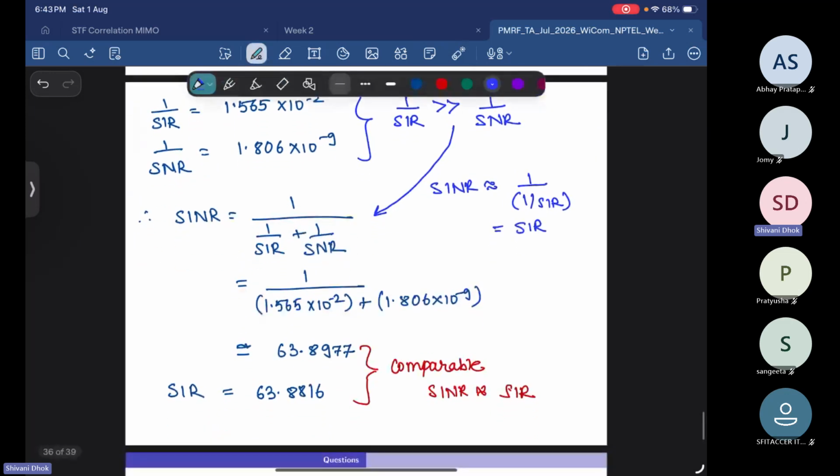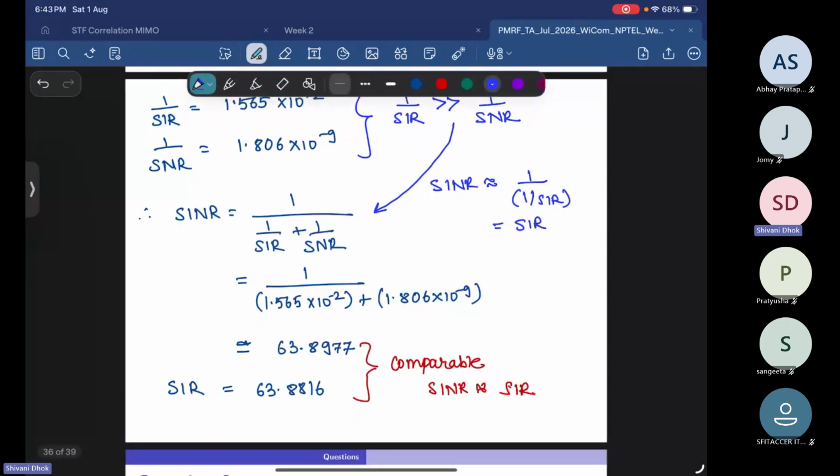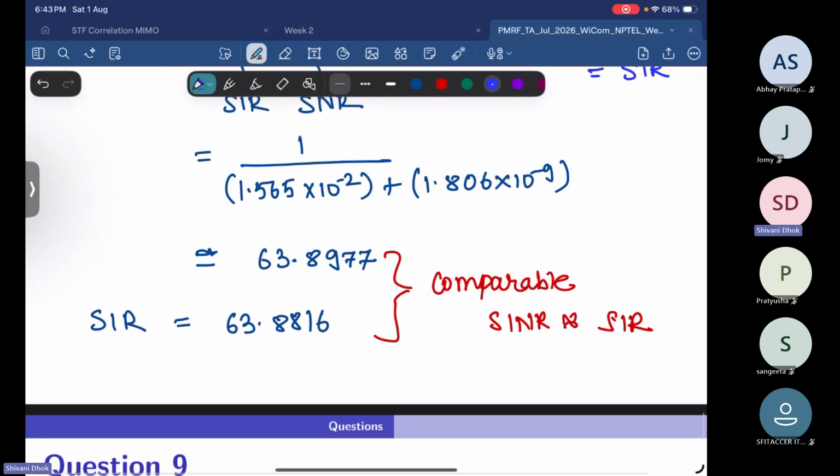So now if your SIR and your SINR are comparable, your noise is not impacting your system at all, or it is impacting but not too much. Or in other words, your interference is limiting the system's performance. So therefore, this particular system is an interference limited system.